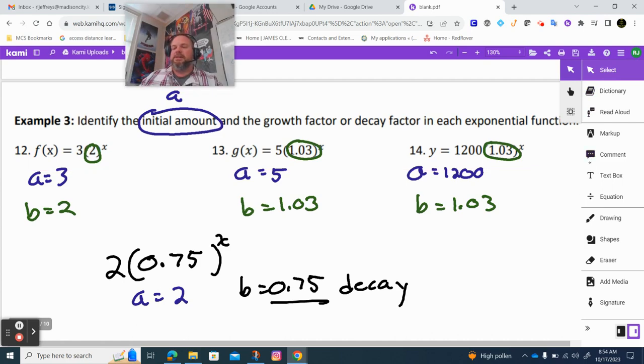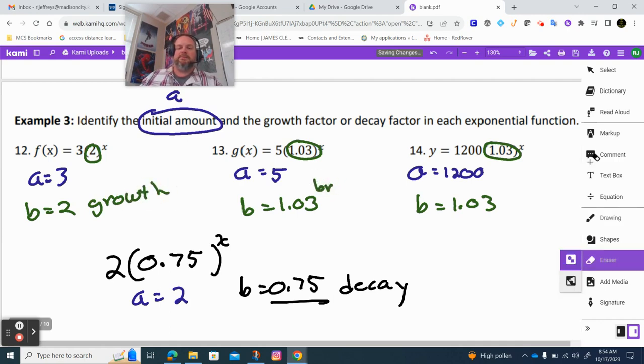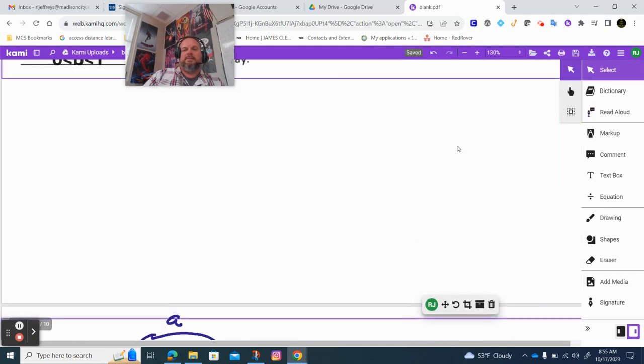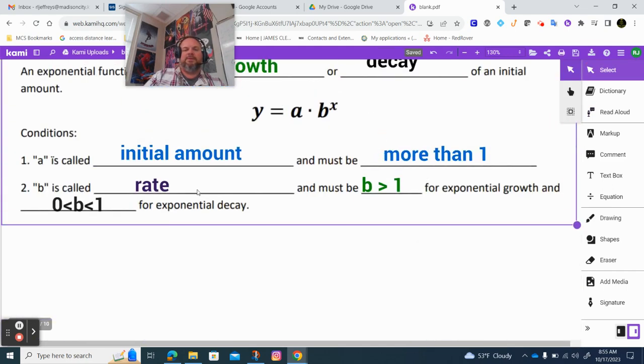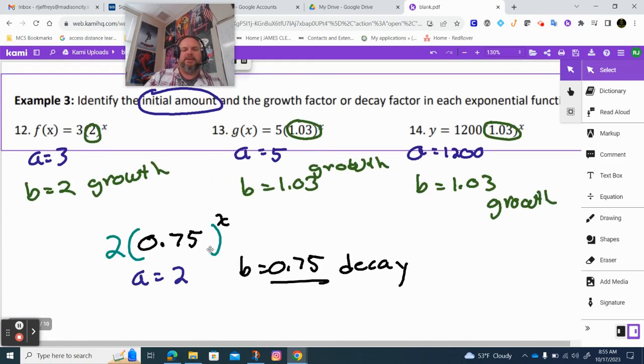All these three right here, all these are growth because our b is greater than 1, and I can't spell growth. If we go back up here, if b is greater than 1, exponential growth, b is between 0 and 1 for exponential decay.